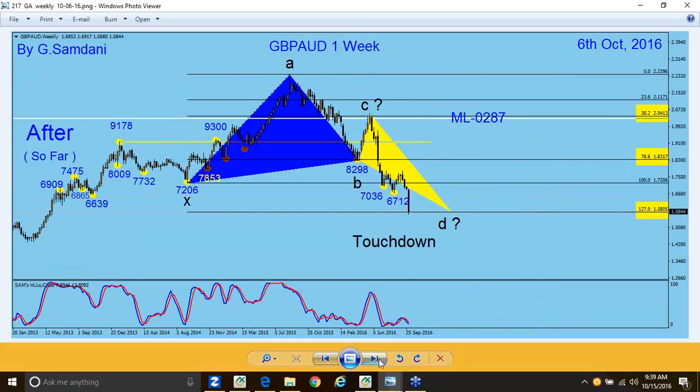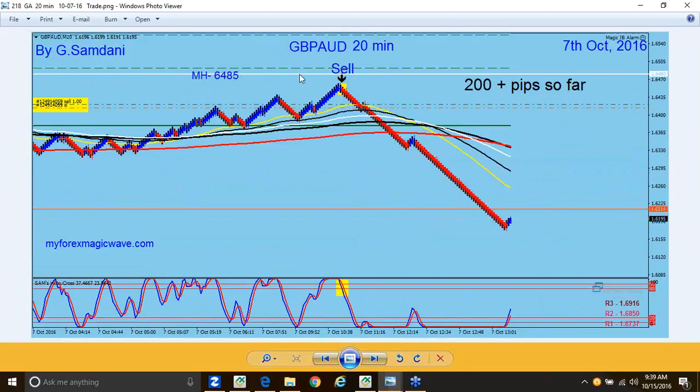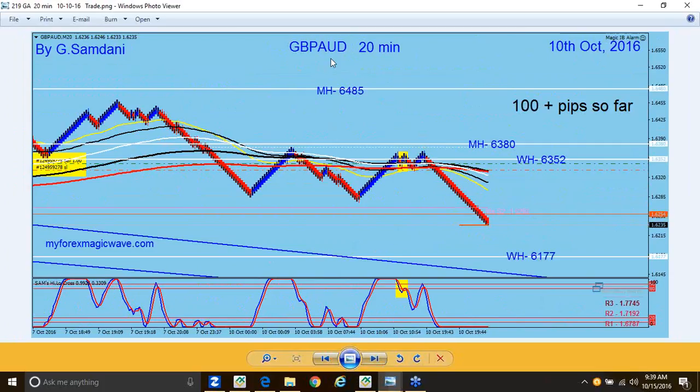Okay, it's a 4, 5, 600 pip drop, that was right. And I was in not only Pound Aussie but Pound USD as well. In this chart you will see Pound Aussie. I was there on the 7th of October. This is one of the trades. I did several trades. Pound Aussie 20-minute on the 10th. Well, this is the 10th of October.